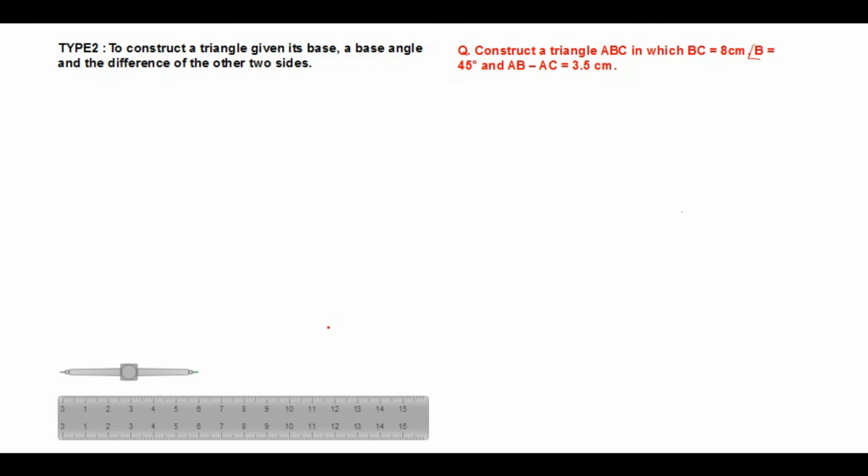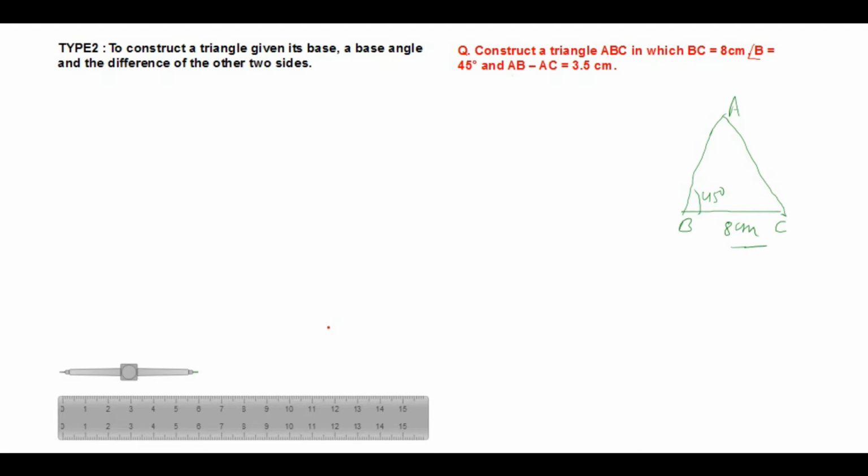Here the question is BC 8 centimeter. So first you take BC, and angle B 45 degree, somewhere this angle B 45 degree, and this is your A. So this is your triangle, it looks like this. The triangle is ABC in which angle B is 45 degree, and BC is your 8 centimeter.